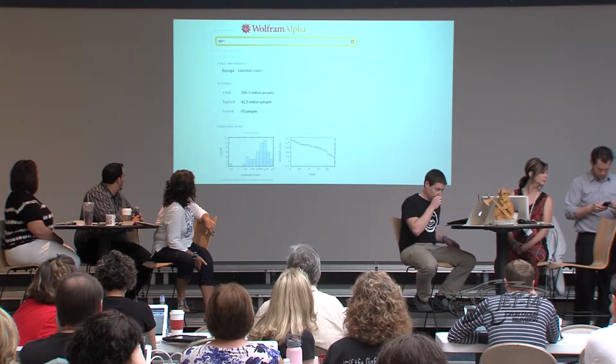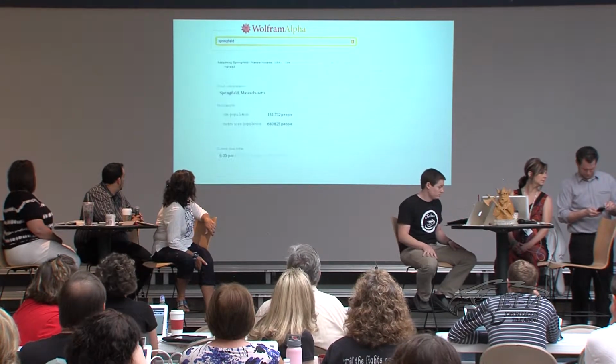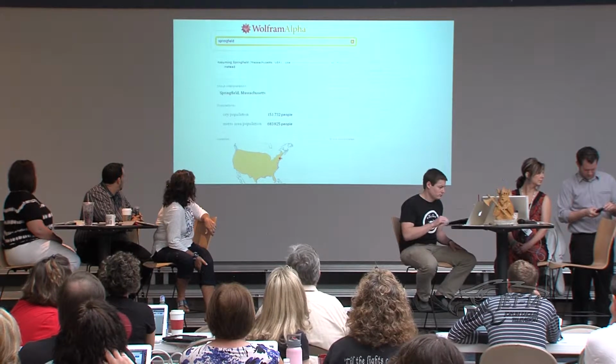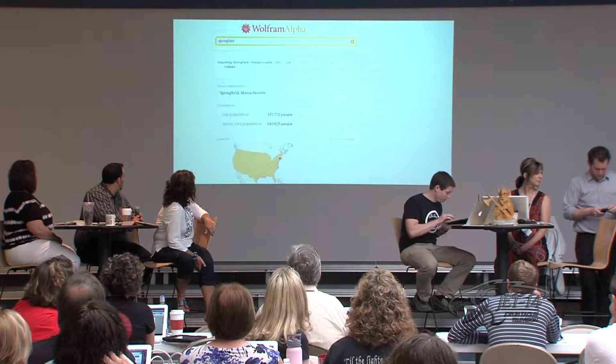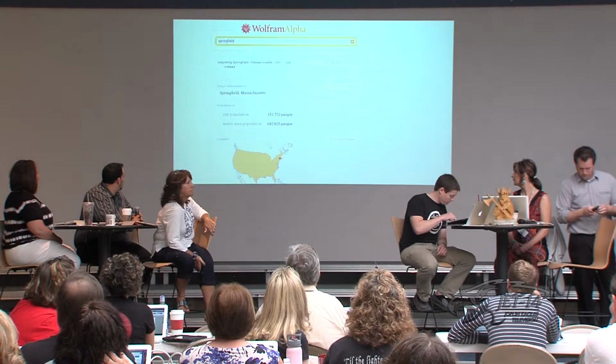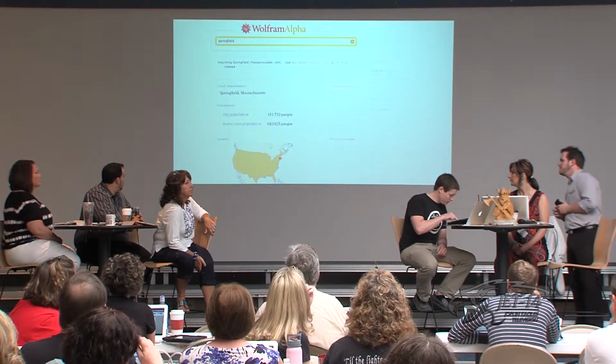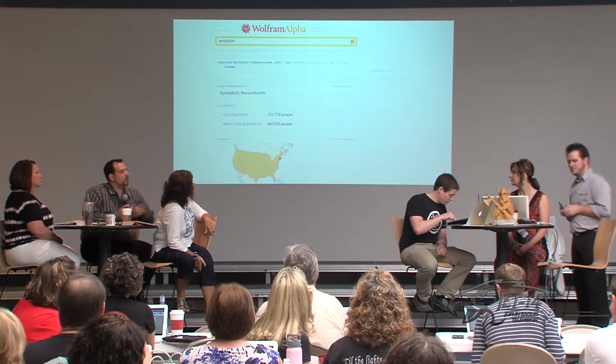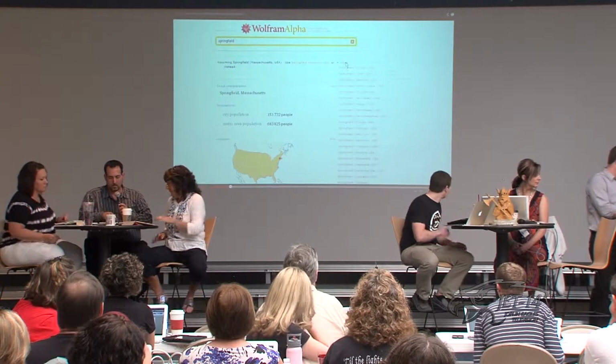Let's ask about Springfield. Well, there are lots of Springfields in the world, but Wolfram Alpha knows from GeoIP, from the internet address it sees for me, that I happen to be in Massachusetts right now. So it assumes that I mean the Springfield that's in Massachusetts. Of course, I could pick one of the others, too.